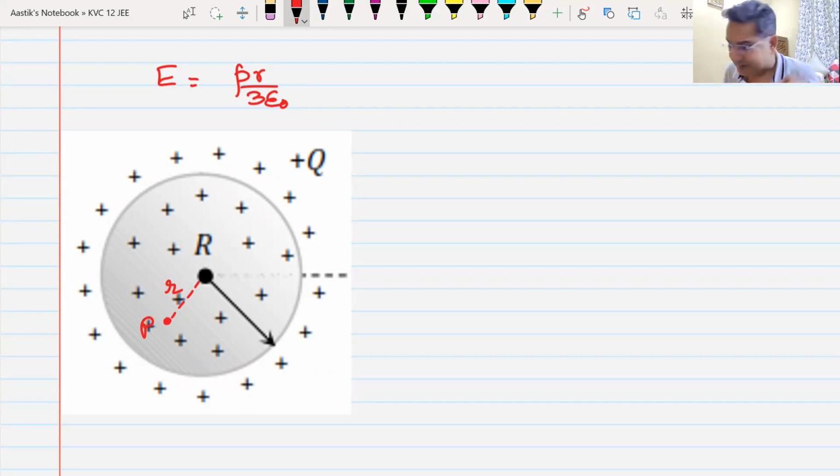What will be the direction? Now, because of symmetry, we can understand that I can write this electric field in this vector form, where r vector is this vector which is going radially away. Do we understand this? So electric field goes like this. At any point inside the sphere, electric field is always going radially away. Do we understand this logic? Yes, sir.